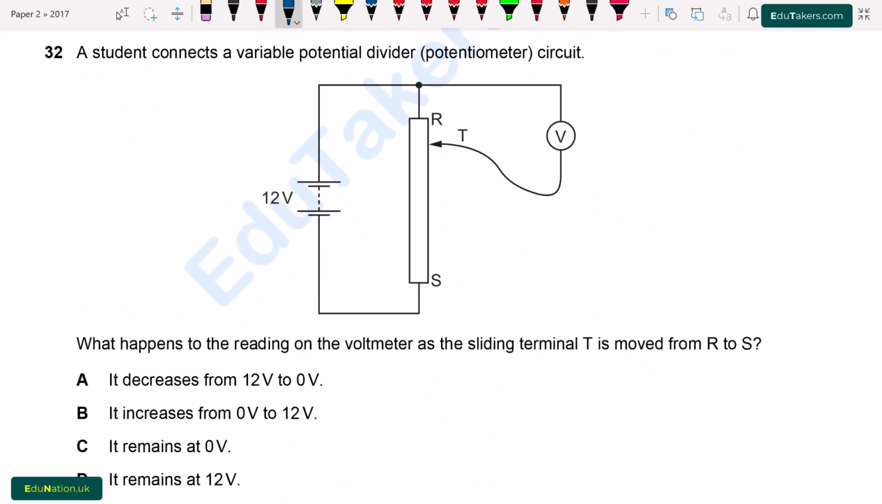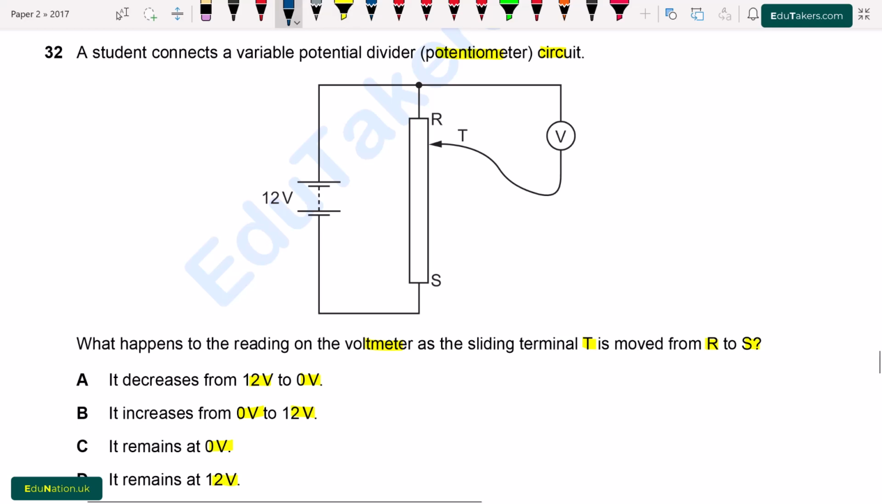Question number 32. A student connects a variable potential divider (potentiometer) circuit. What happens to the reading on the voltmeter as the sliding terminal T is moved from R to S? Option A: it decreases from 12 volt to 0 volt. B: it increases from 0 volt to 12 volt. C: it remains at 0 volt. D: it remains at 12 volt.